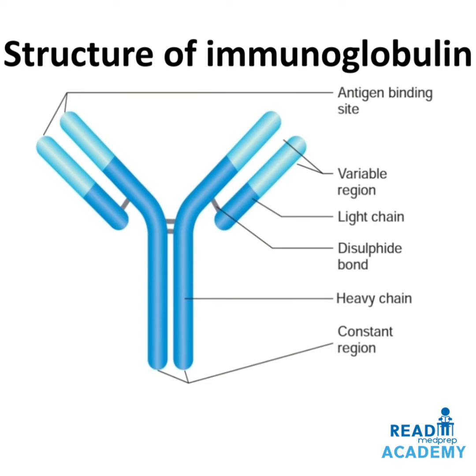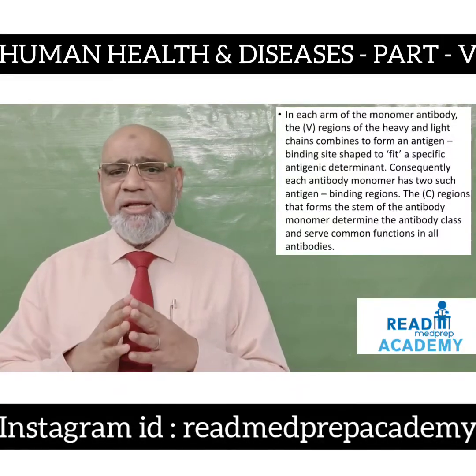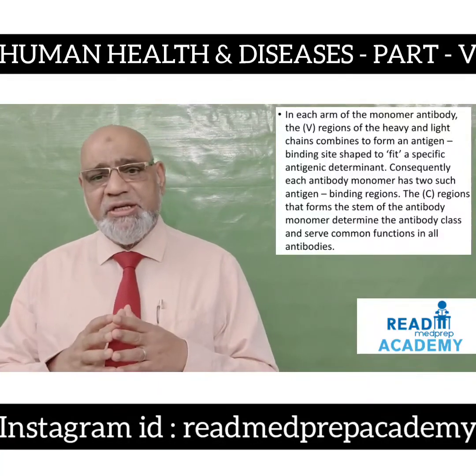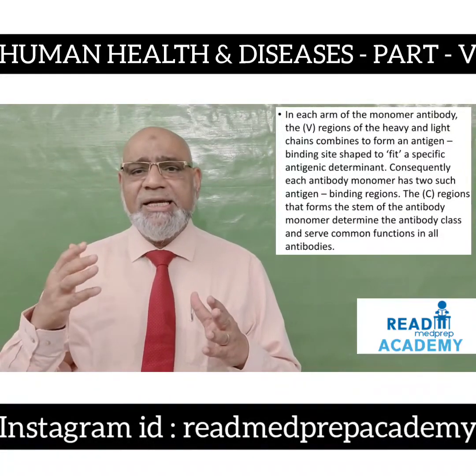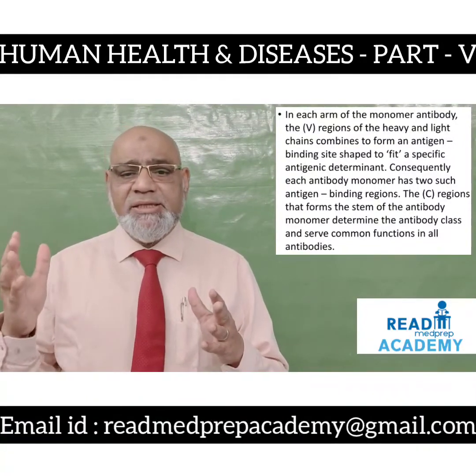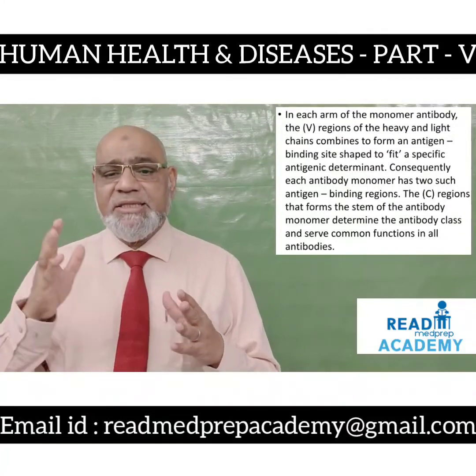The light chain and the heavy chain have a constant region, which is fixed in all antibodies, and a variable region, which can vary in different antibodies, and it is the part where the antigen binds. In each arm of the monomer antibody, the V regions of the heavy and the light chains combine to form an antigen binding site, shaped to fit a specific antigenic determinant. Consequently, each antibody monomer has two such antigen binding regions. The C regions that form the stem of the antibody monomer determine the antibody class and serve common functions in all antibodies.